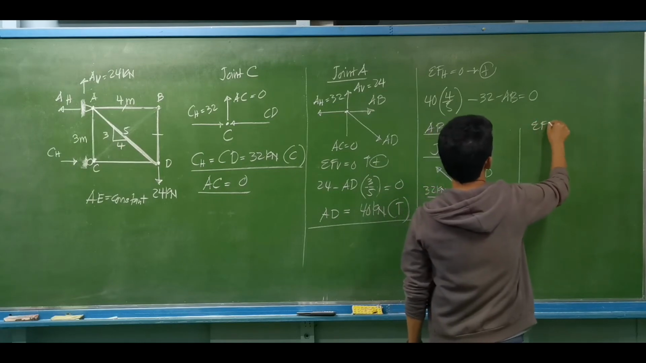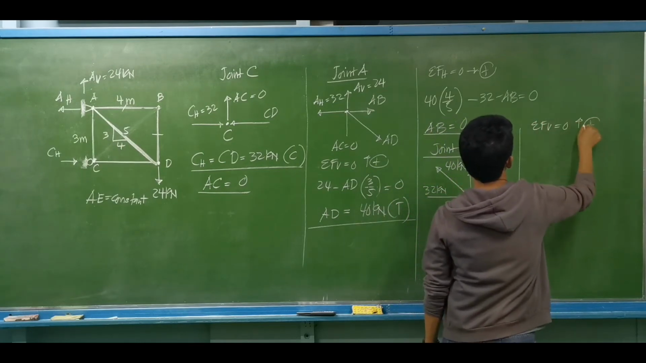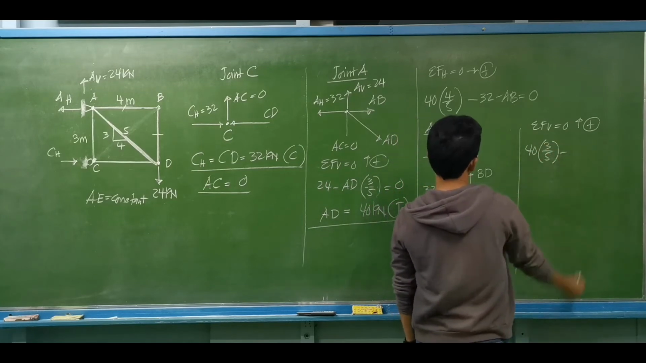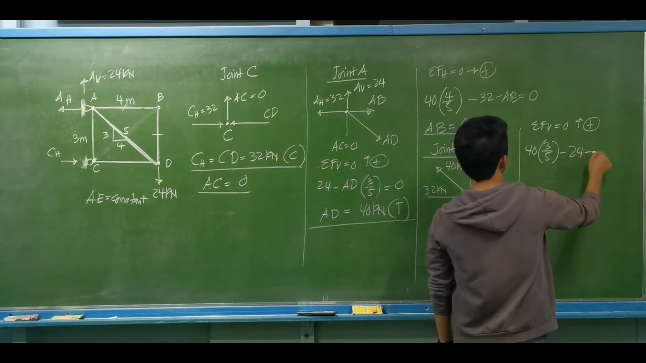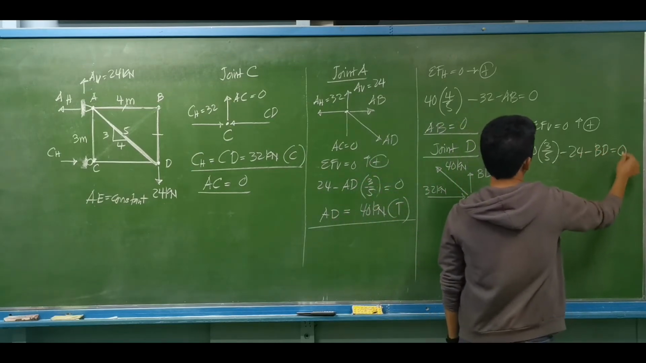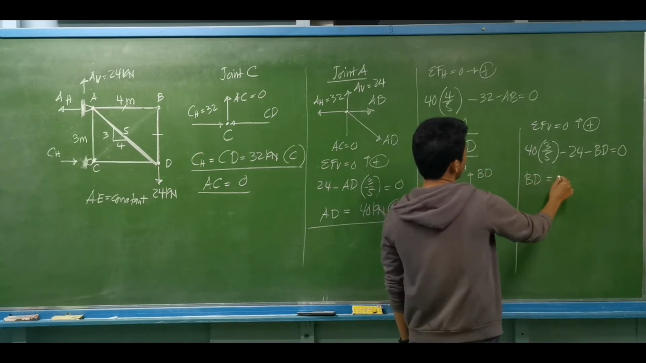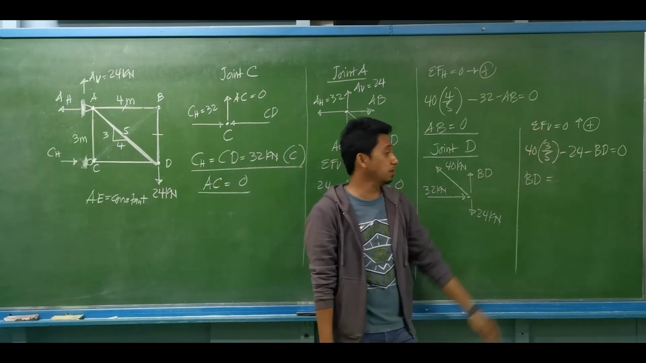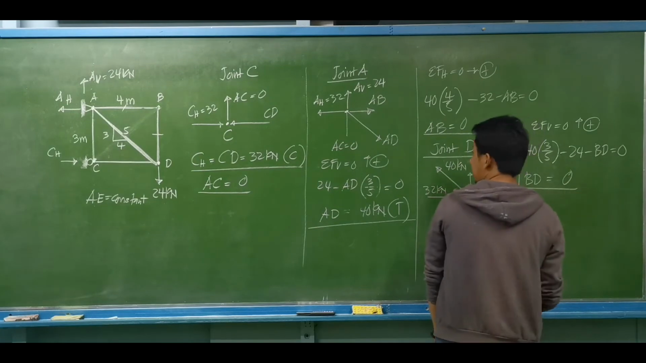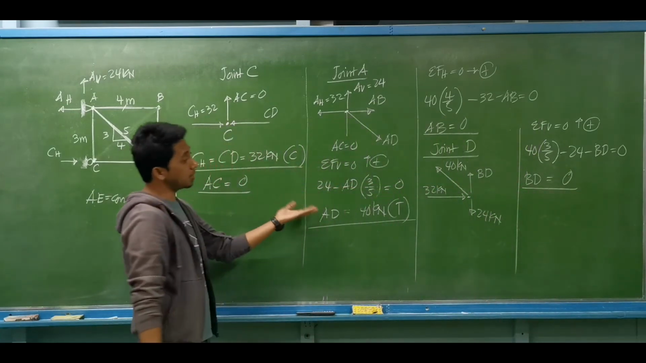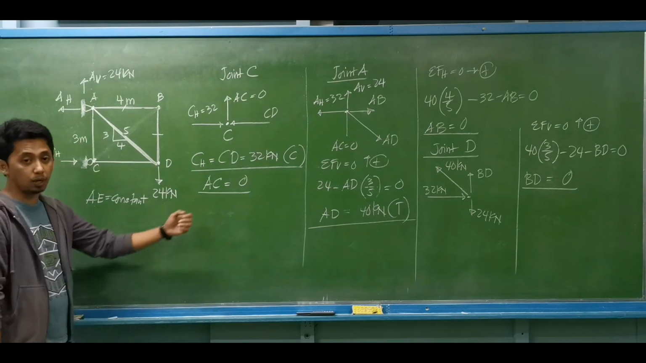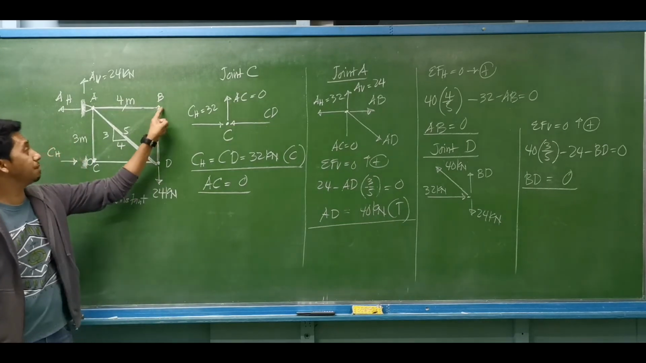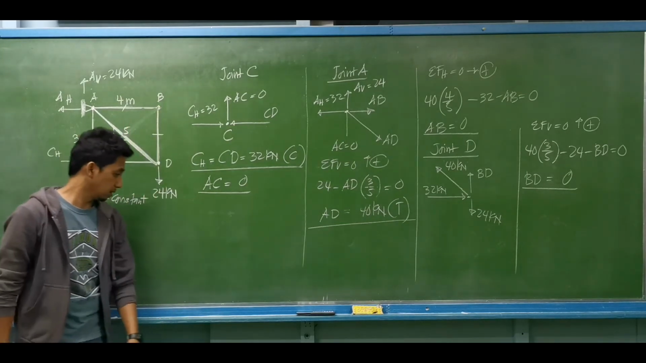This is by summation of forces, vertical equal to 0, upward forces to be positive. We have 40, vertical component is 3 over 5, minus 24, minus the axial force for member BD equal to 0. So 40 divided by 5 is 8, times 3 is 24, minus 24 is 0. So that makes member BD 0. So these are the axial forces due to real load. So let us compute the axial forces due to 1 unit load. We are replacing BC with a 1 unit load.